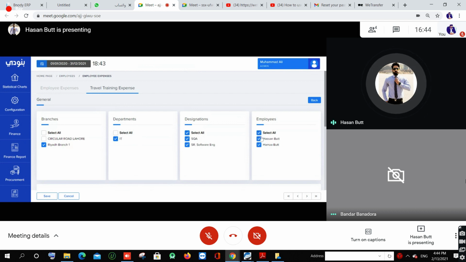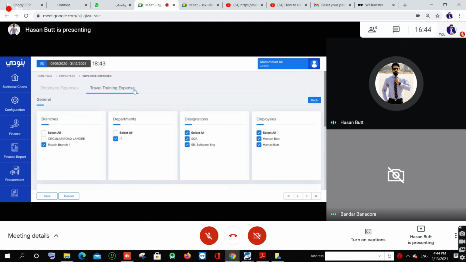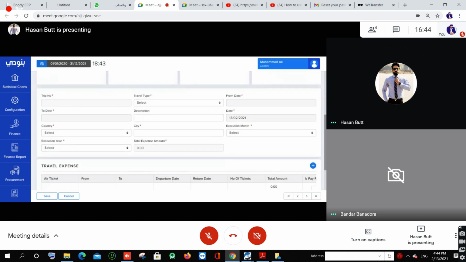And I have to click on this as well, on which employees this expense is applicable. It means which employee is going to take this expense, because they are going to travel, to train the customer or any client, so they will get the expense as well. So this is the trip number. It will be generated by the system. This is the travel type. It is official or others, most likely official.